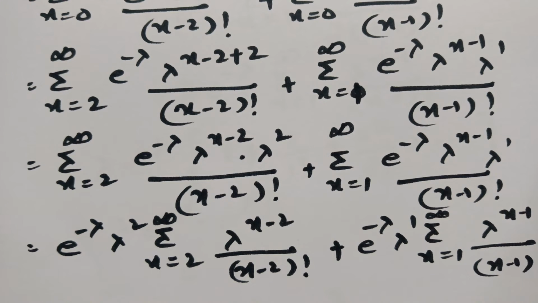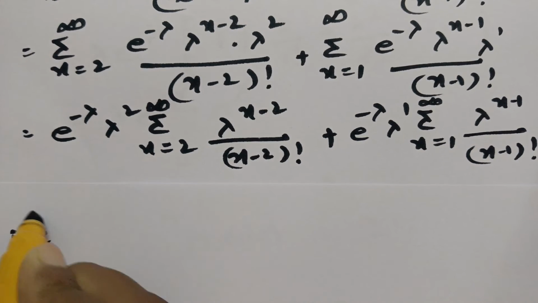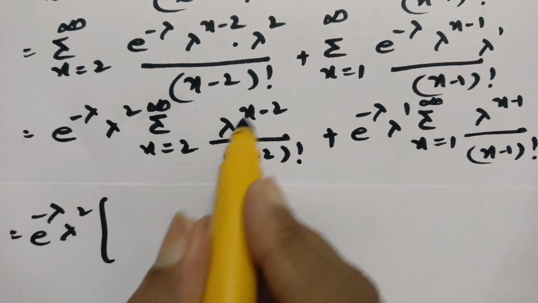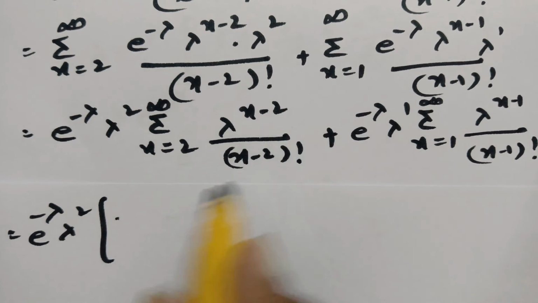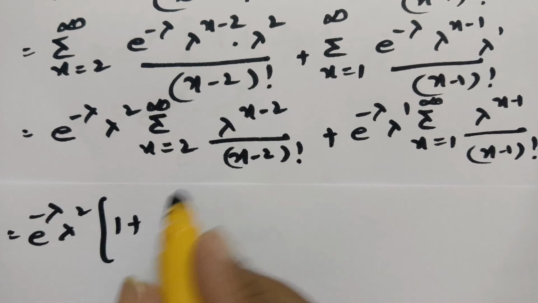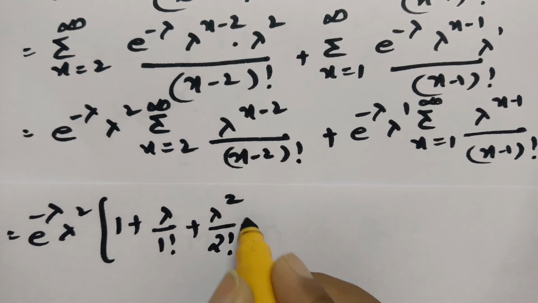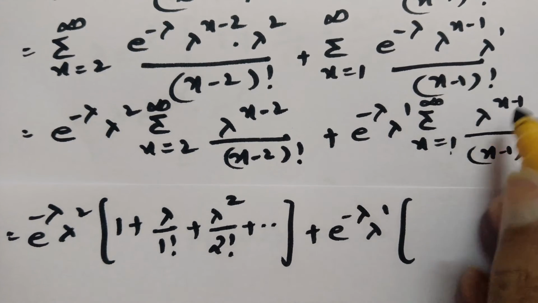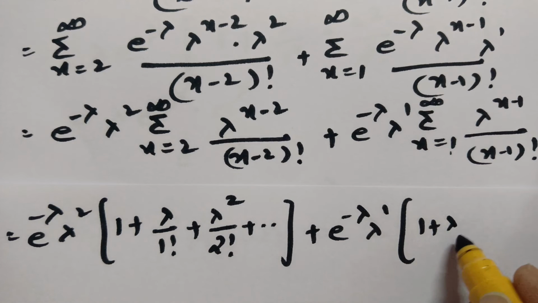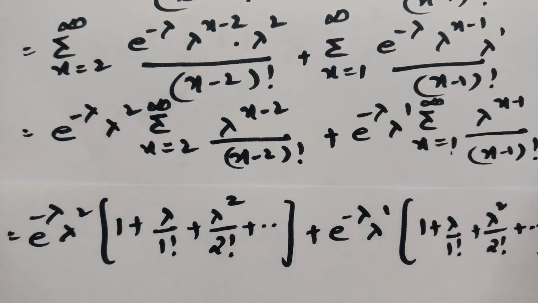Now if I expand this one, this value is nothing but e power minus lambda, lambda square. If I keep x equal to 2, 2 minus 2 is 0. Anything to the power of 0 is 1 and 0 factorial is again 1. And if I keep x equal to 3, this will be lambda by 1 factorial, and so on, lambda square by 2 factorial plus and so on. So here also e power minus lambda, lambda power 1. If I keep x equal to 1, this is 1 plus lambda by 1 factorial plus lambda square by 2 factorial plus and so on and so on.